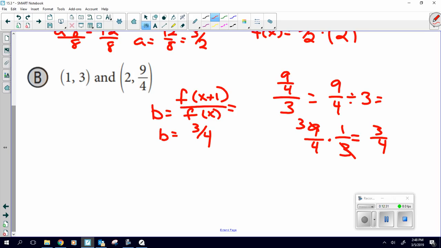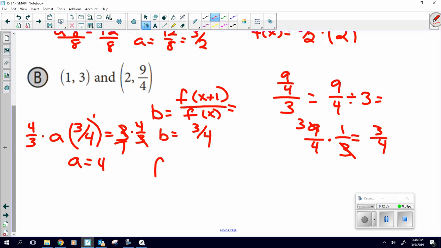Now, we know that when we put in x equals 1, we get 3. So a times 3/4 to the power of 1 equals 3. All we need to do is reverse engineer this. We multiply by 4/3 on each side. Remember, this is over 1, so we can just cross simplify. So you see that a is equal to 4. So our f(x) is equal to 4 times 3/4 to the power of x.